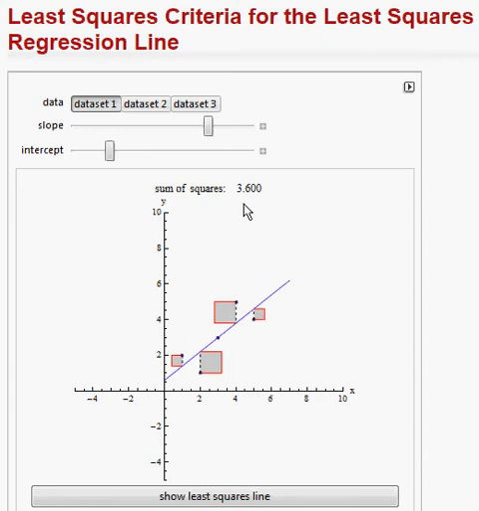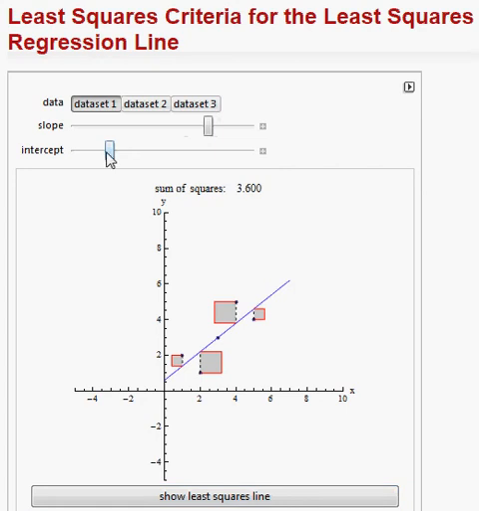Okay, so look at this, the sums of squares number. If I move the slope a little bit to the right, you see that the sums of squares have gone up significantly. You can visually see the squares. Okay, if I move to the left, again you see the sums of squares have gone up significantly. Okay, so now let me go back to the least squares line.